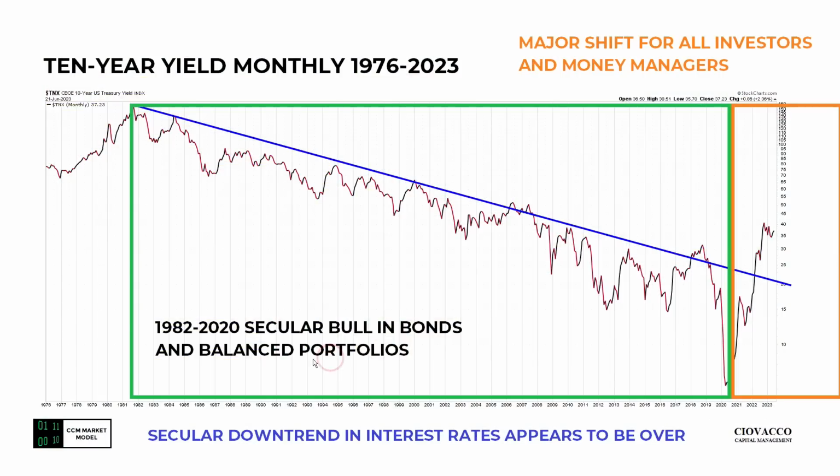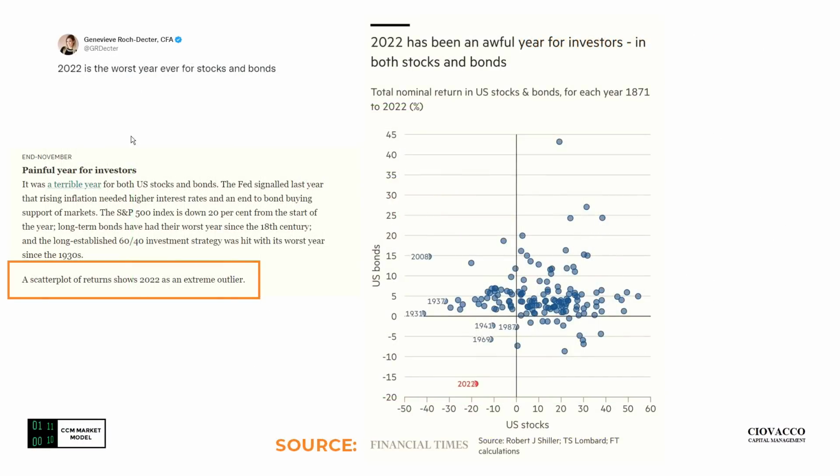How about balanced portfolios? You can make an argument that 2022 was the worst year ever for stocks and bonds. So looking at the performance of stocks and bonds going all the way back to 1871, this is 2022 down here. Probably fair to say it was an extreme outlier.